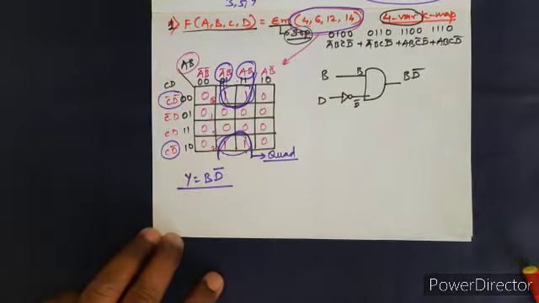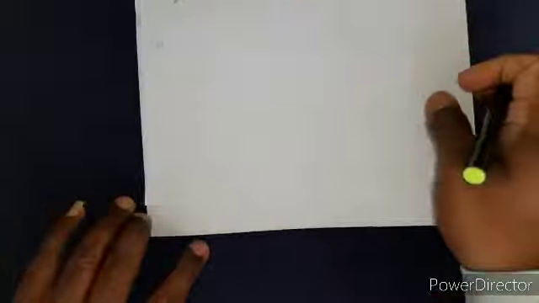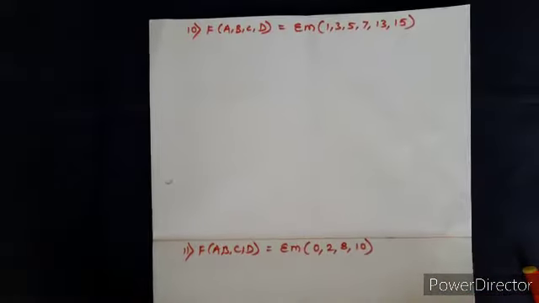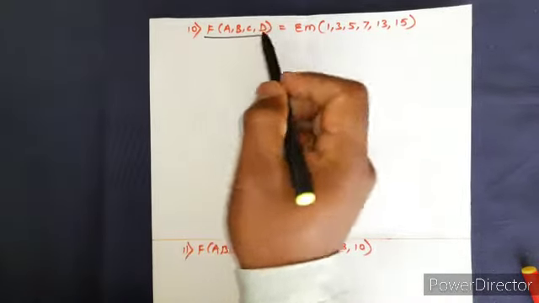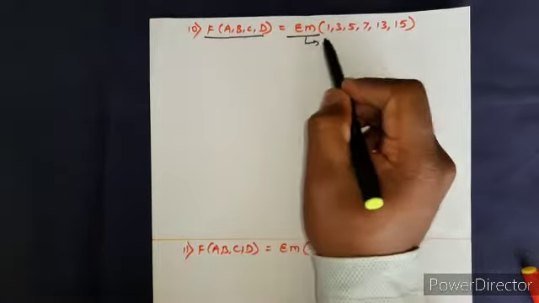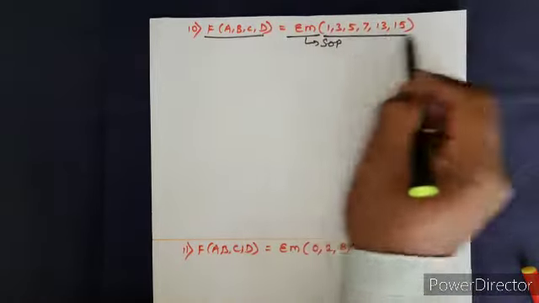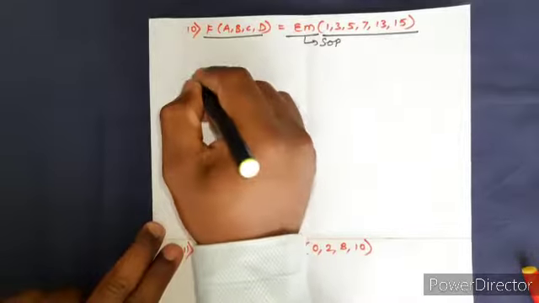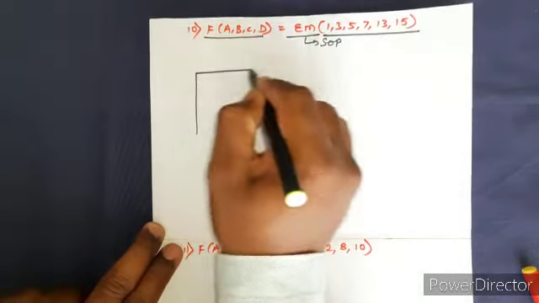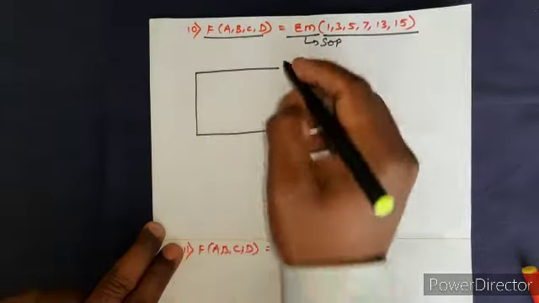All right, let's go for the second example. So again f of a, b, c, d is given, so four variable, this is SOP, and the terms are given here. So let me again draw a four variable K-map so as to simplify this.